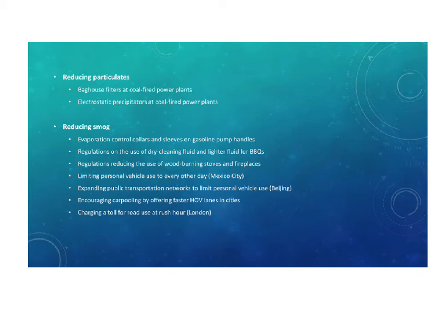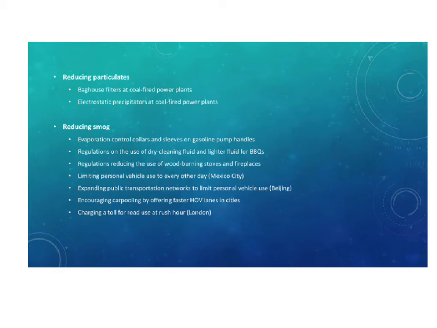Regulations on the use of dry cleaning fluid and lighter fluid for barbecues, regulations reducing the use of wood-burning stoves and fireplaces, the limiting of personal vehicle use to every other day. Mexico City has done this. I think I told you Mexico City sits in a basin. It has very poor air quality and frequent pollution events, and so in order to combat this, they've limited personal vehicle use to every other day. Your license plate determines when you can drive. There are even numbers on one day and odd numbers on the other.